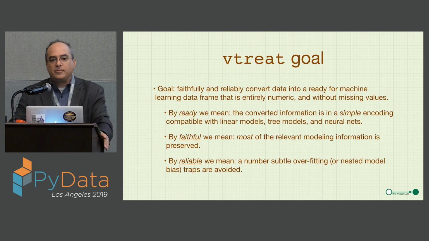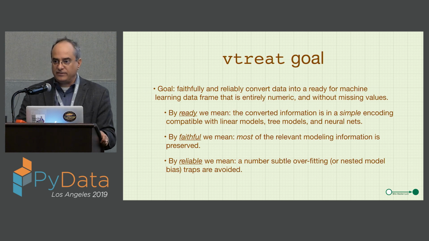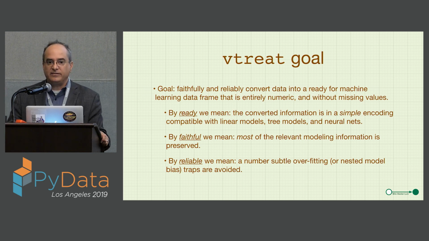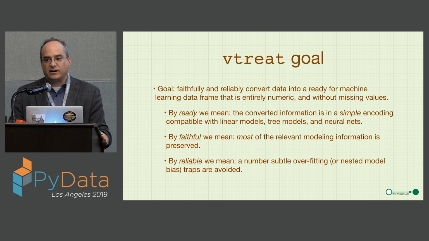So the vtreat goal is to be ready, faithful, and reliable. Basically, the data needs to be converted into a ready-to-use data format, which means all numeric columns, not an obscene number of columns, and the data is not encrypted. You haven't done something completely strange that the machine learning algorithm has to work hard to overcome; the information is there, but at the surface level. By faithful, we mean most of the information in the original data set is still there. We can't preserve all of it for the high cardinality categorical variables, but we're going to preserve a lot of it, and we're going to preserve all the common information.